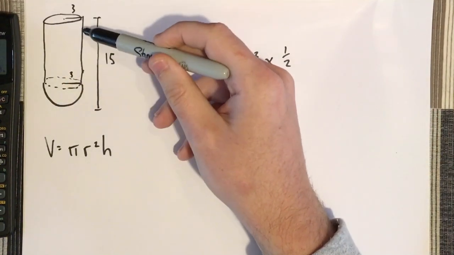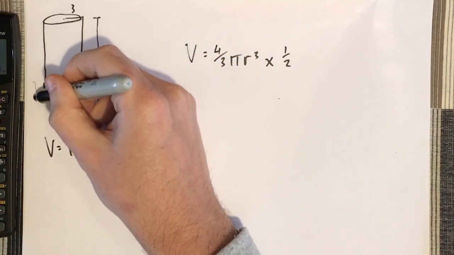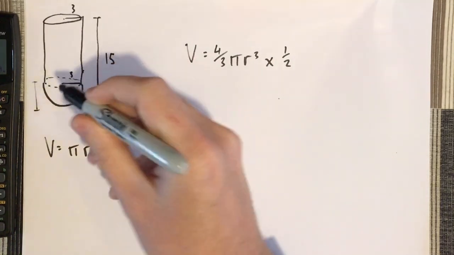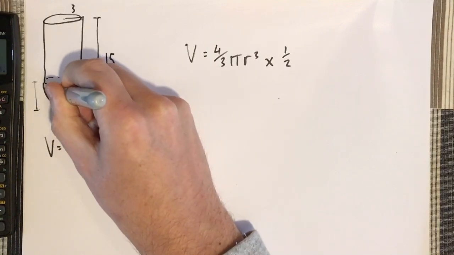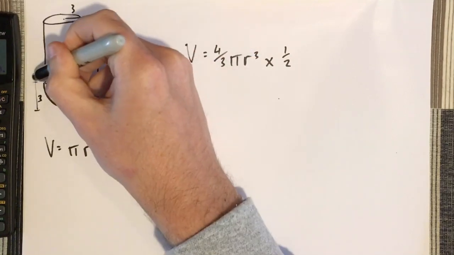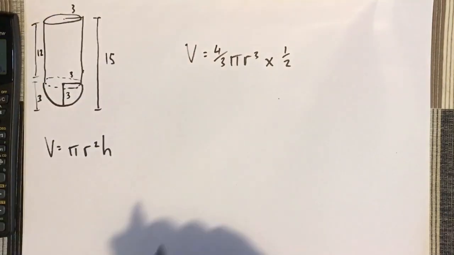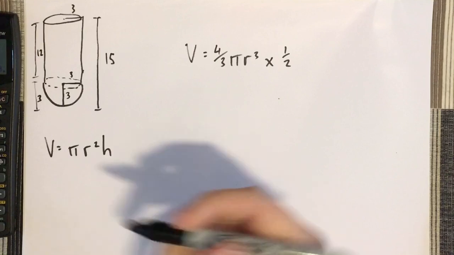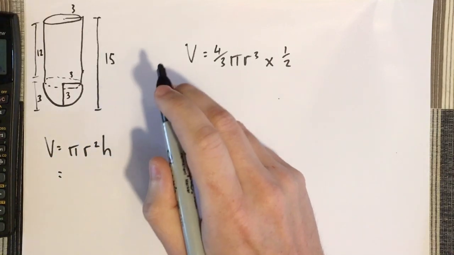To get the height then of the cylinder, I need to cut this bit off the 15. And this dimension here is also going to be a radius of that hemisphere. So it is also going to be 3. And if this is 15 and that's 3, then this bit here, just the height of the cylinder, is 12. All right, I have all my dimensions now, so I can just figure out the two volumes. The question says volume to the nearest centimeter cubed.